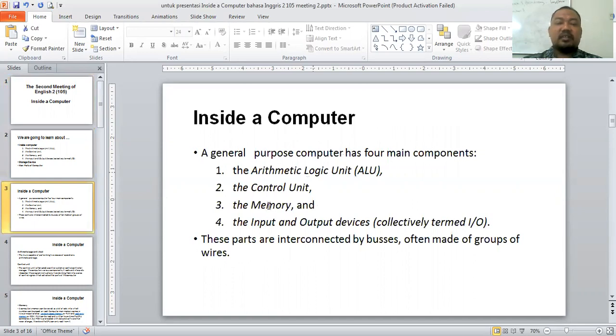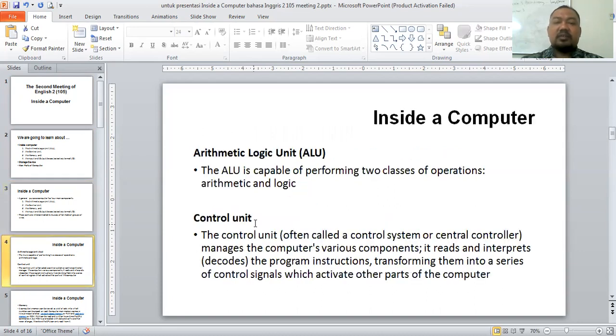As I have explained above, in inside computer, a general purpose computer has four main components. There are the arithmetic logic unit or ALU, the control unit, the memory, and the input and output device, collectively termed I/O. These parts are interconnected by buses, often made of group of wires. And have a look at the arithmetic logic unit or ALU. The ALU is capable of performing two classes of operation, arithmetic and logic.